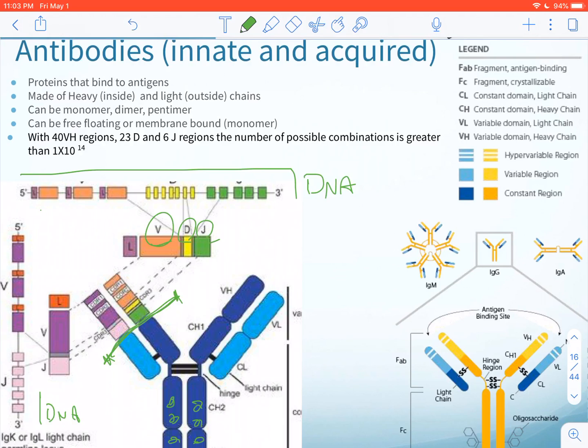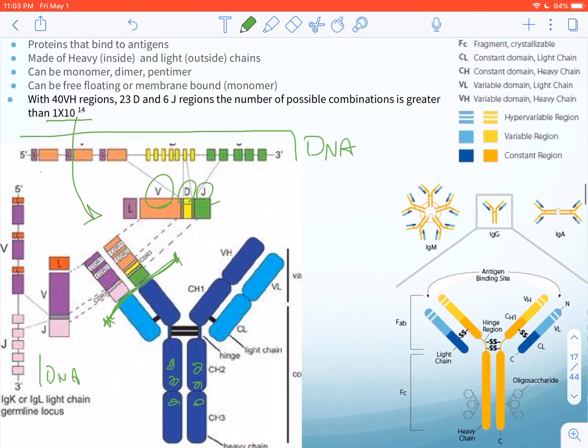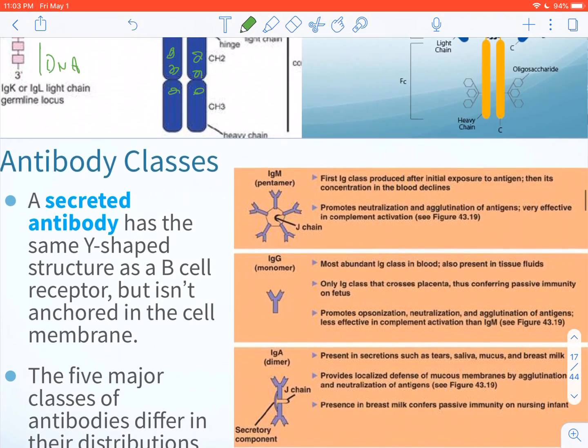Because you have so many different selections of DNA that can be added together in random ways, you can get 10 to the 14th different ends on these antibodies. That's a huge amount of differences in antibodies. So pretty much any way that you can put different proteins together, we can make an antibody to fight it. This is all done randomly by selecting these different sections of DNA.